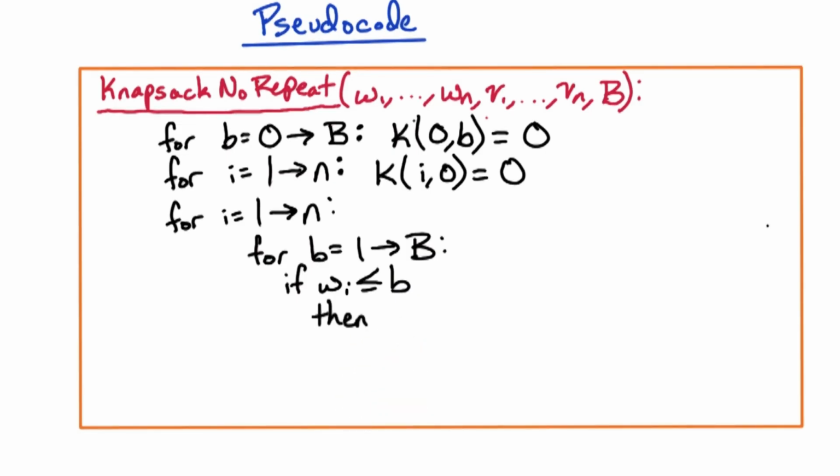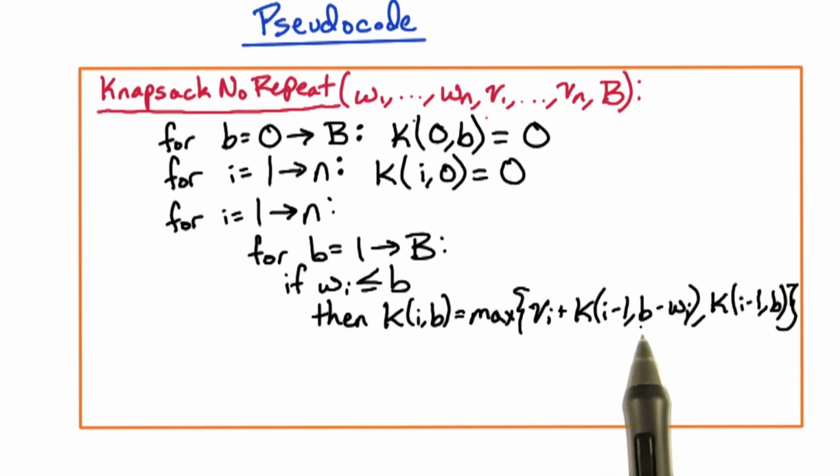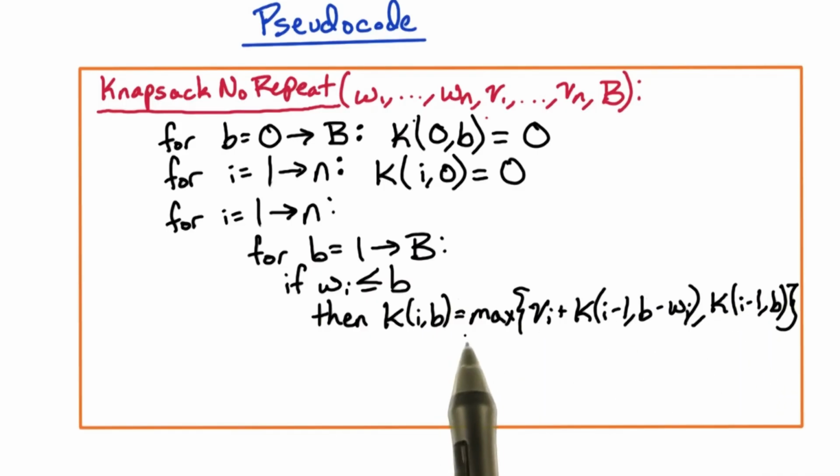If the weight is smaller, then we have two scenarios. We can either include object I, or we don't include object I, and we're going to take the best of those two scenarios. If we include object I, we gain value Vi for it, and we gain the value from the optimal solution to a subset of the first I minus 1 objects, with total capacity available B minus Wi. Or if we don't include object I, we gain value K(i-1, B), which is the optimal solution on a subset of the first I minus 1 objects with the same capacity available, and we're going to take the max of those two entries.